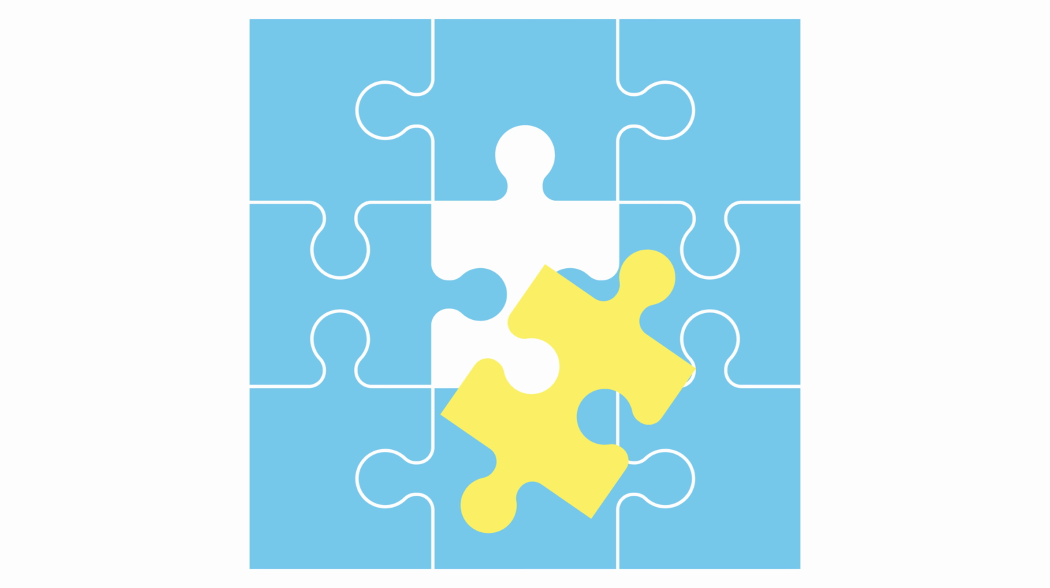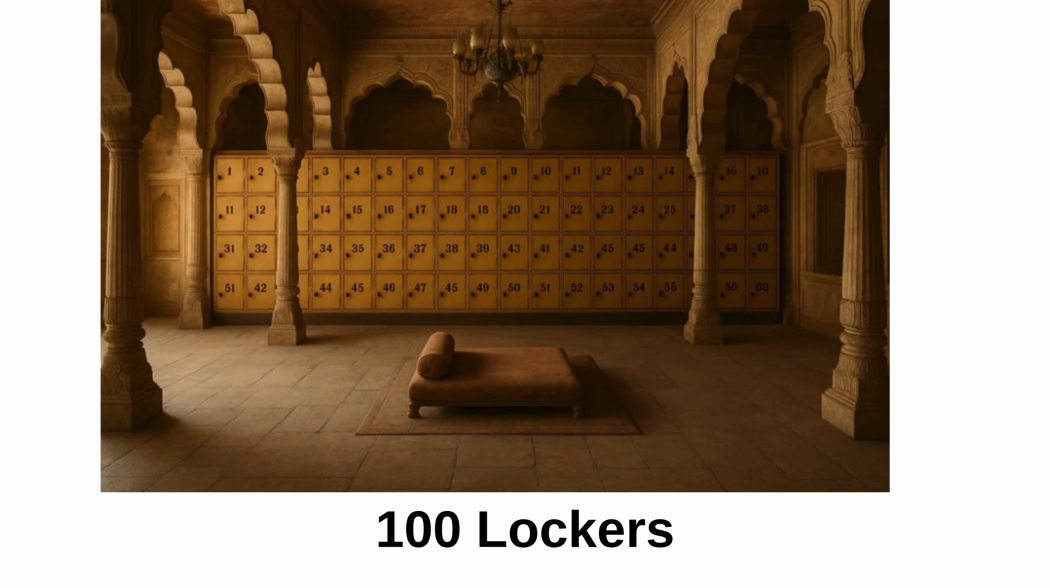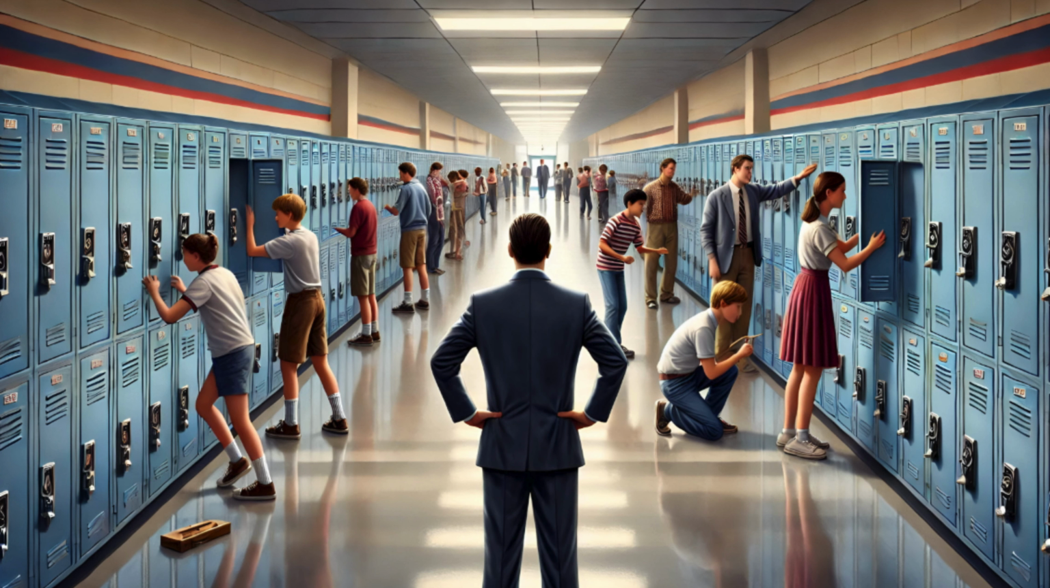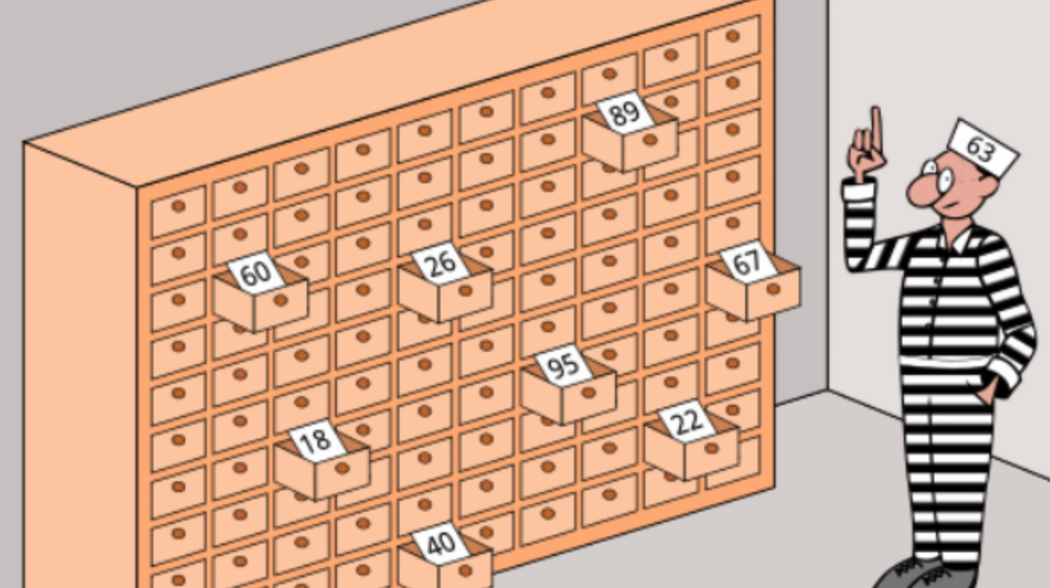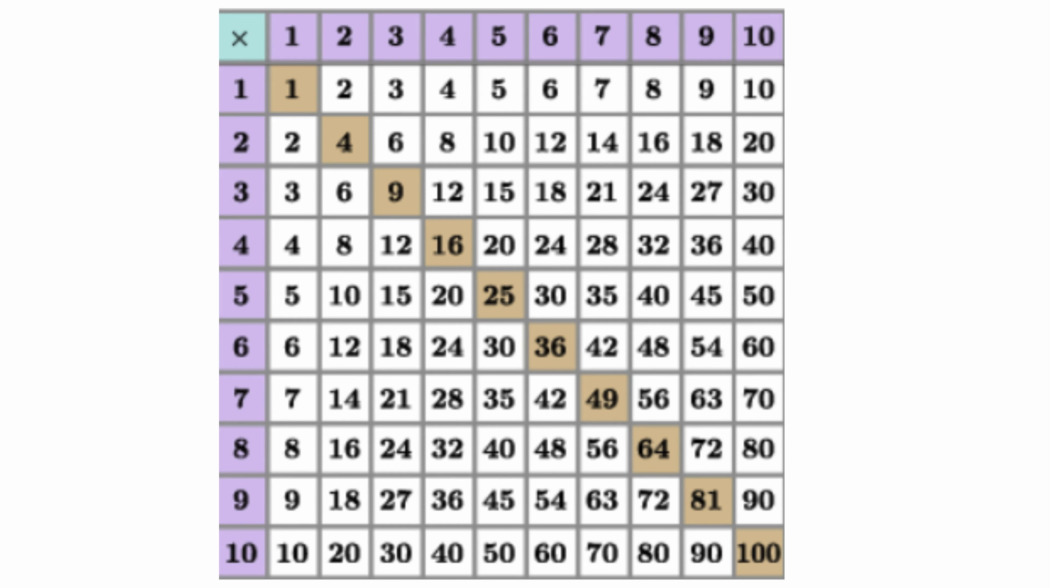She left a puzzle for her son involving 100 lockers and 100 people opening and closing them in a specific pattern. In the end, only a few specific lockers remain open. Spoiler alert, the lockers that stay open are all related to these special numbers. Let's find out why. So, what exactly is a square number?